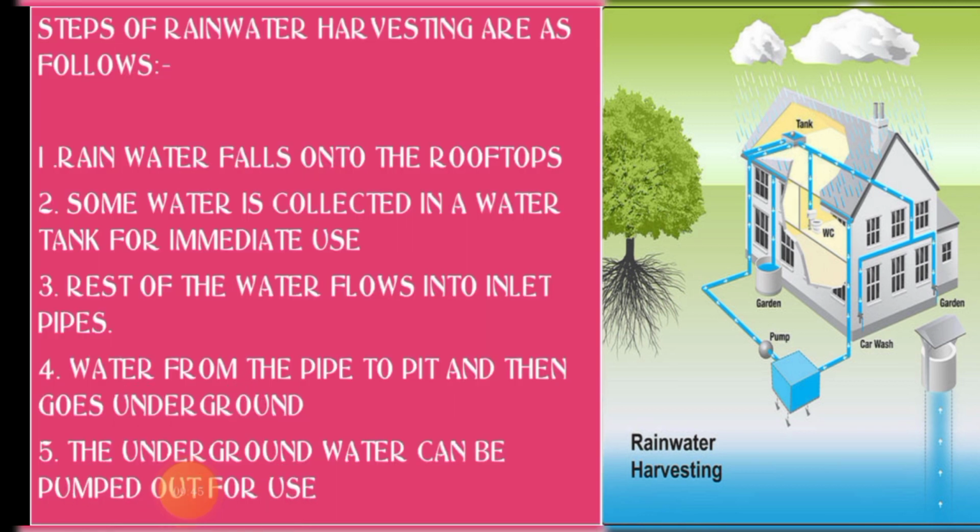First of all, as you know, rainwater falls onto the rooftops. Some water is collected in a water tank for immediate use. The rest of the water flows into inlet pipes. Water from the pipe goes to a pit and then goes underground. The underground water can be pumped out for use in future.